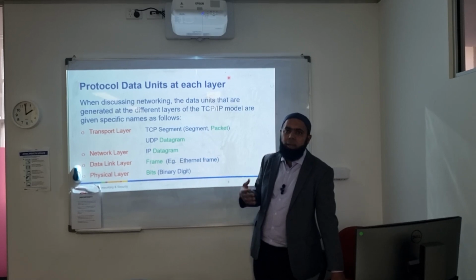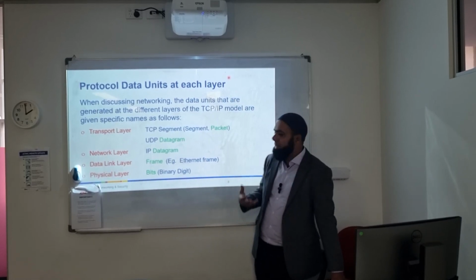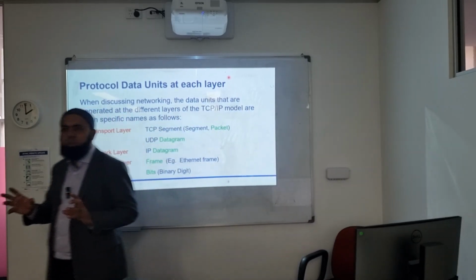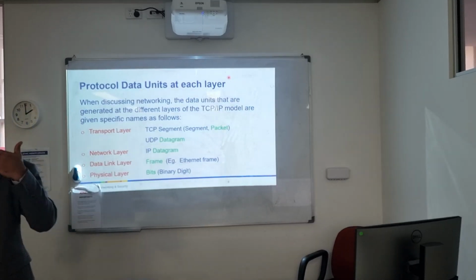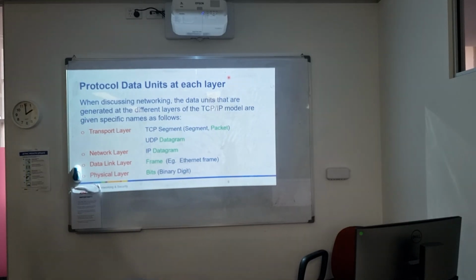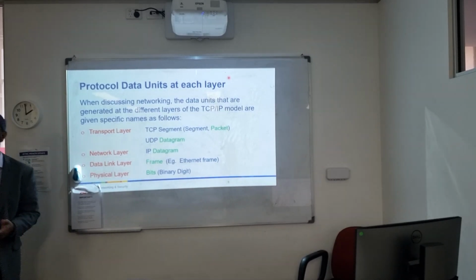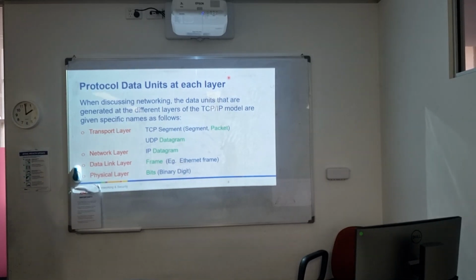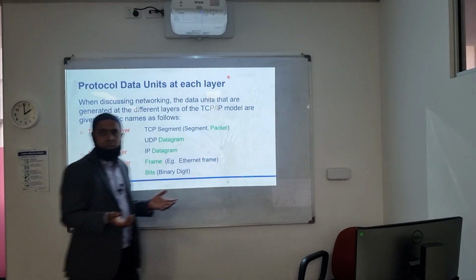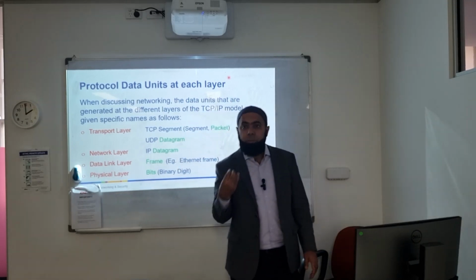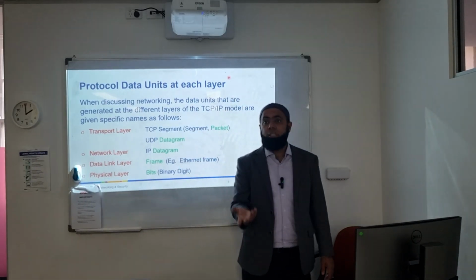Okay. So whenever in the future you are in a discussion and someone is explaining that this many frames of data are coming, your mind should tell you that he is definitely talking about the data link layer. If someone says the data is transmitted in the form of bits, then he is talking about the physical layer. If he is talking about IP datagrams, then it's the network layer. Whenever someone is talking about TCP or UDP, it means the transport layer.